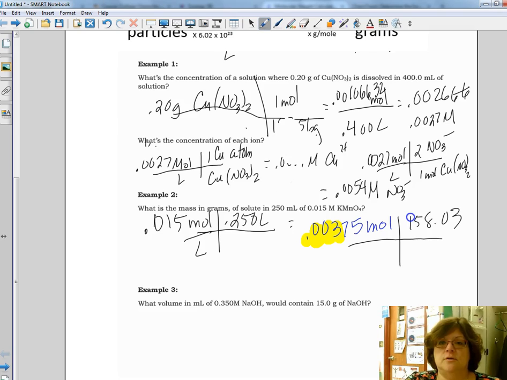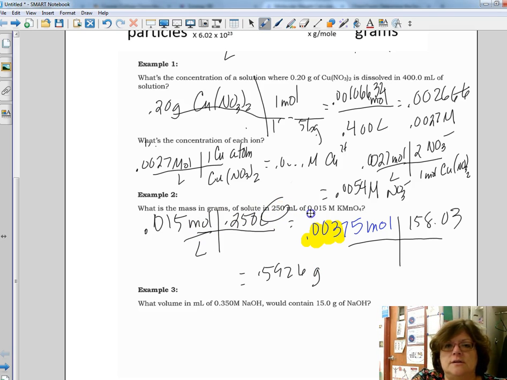Multiply 0.00375 times 158.03. You get 0.5926 grams. There's only 2 sig digs there, so we'll round that to 0.59 grams.